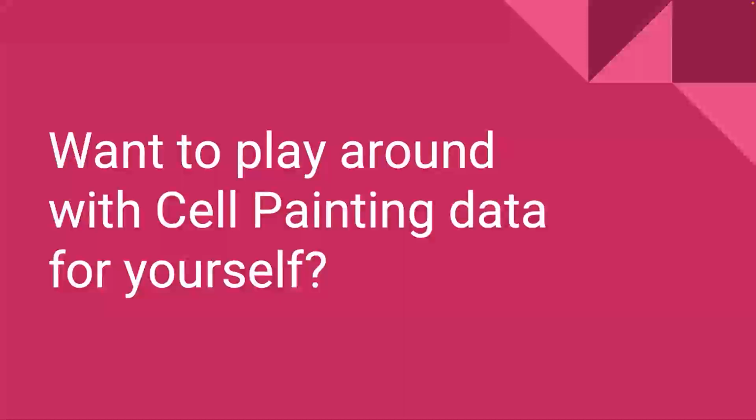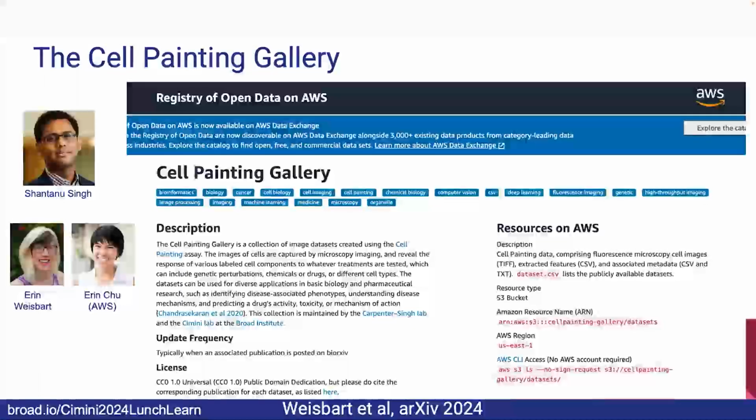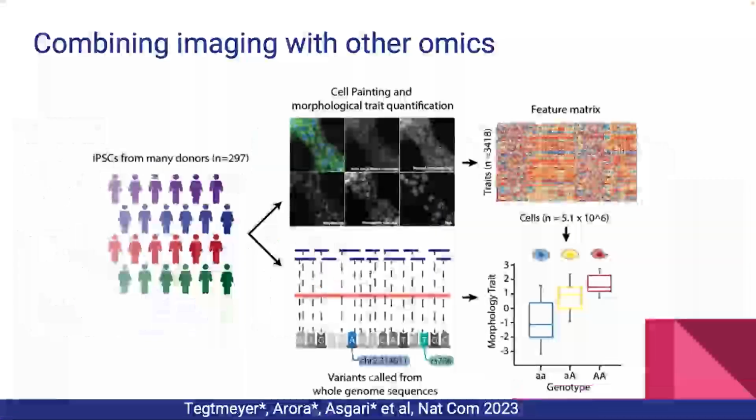So if you want to play around with cell painting data yourself, we have about a petabyte of it online in the cell painting gallery. It's all CC0. It's all public domain. You can play around with it. If you want to build computer models for cell painting, we would love to talk to you about that. And we think that this assay is useful for a lot of conditions, and we're also happy to talk to you about doing it yourself.